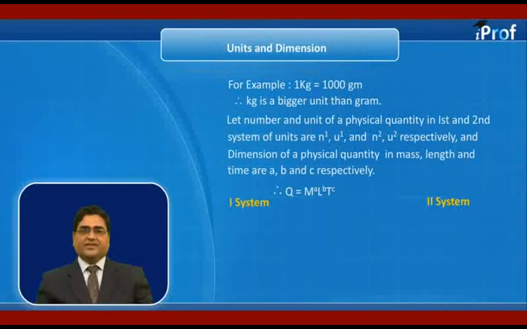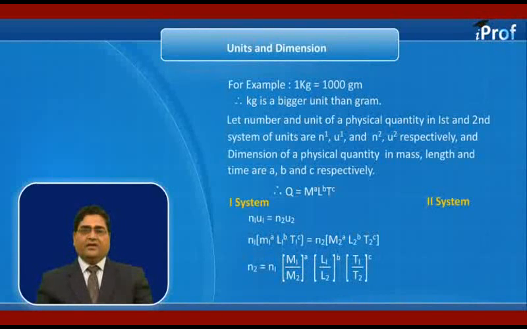First system, second system, we can write n1 u1 equal to n2 u2, n1 M1^a L1^b T1^c equal to n2 M2^a L2^b T2^c. So n2 equal to n1 (M1 upon M2) power a, (L1 upon L2) power b, (T1 upon T2) power c. With the help of this equation, we can convert value of a physical quantity from one system of unit to another system of unit.